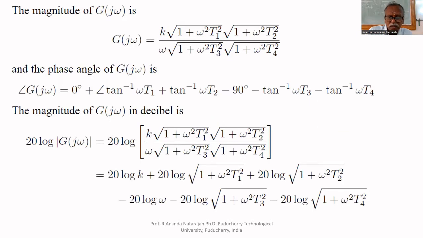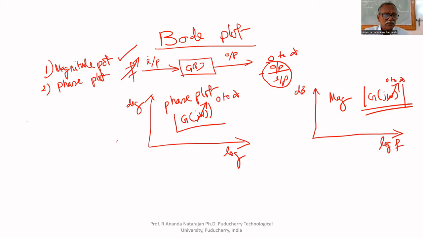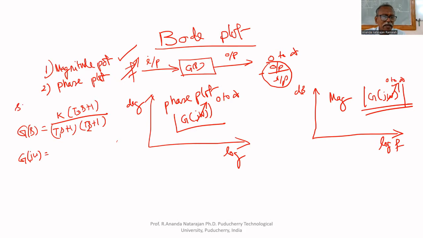Suppose I am having a transfer function G of S equal to K upon tau S plus 1 multiplied by tau 1 S plus 1, and suppose this is the transfer function. For that, we have to draw the frequency response. The first step is we have to find the frequency transfer function. We have to replace S by j omega. If you replace S by j omega, what you will get?